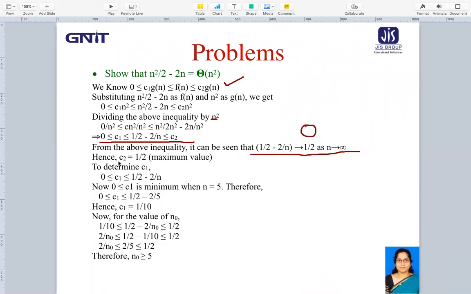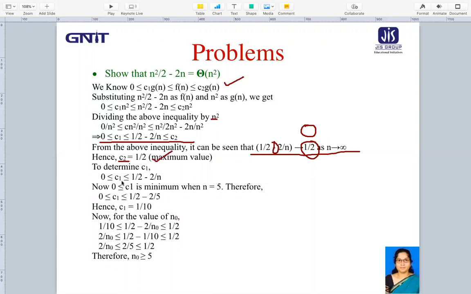So if we have to find out the value of C2, it is solving a big O notation problem. So what we see, we are talking about the maximum value of C2. So we are talking about the maximum value which will be achieved for C2. As n tends to infinity, the maximum value which can be achieved, because there is a minus symbol here, will be 1 by 2 minus 2 by n. So the maximum value of C2 as n tends to infinity can be half.